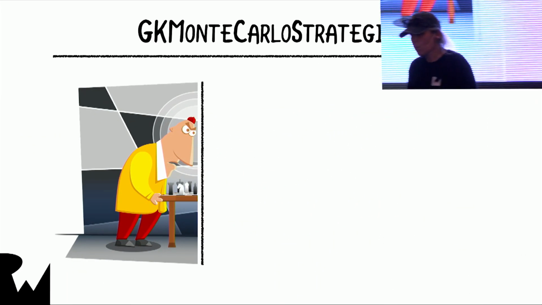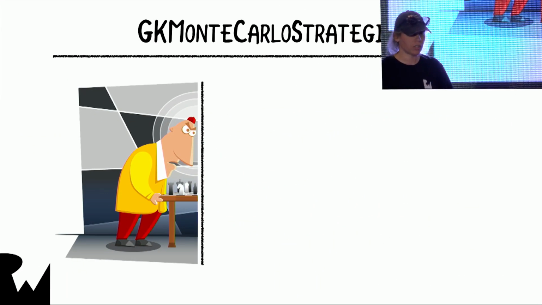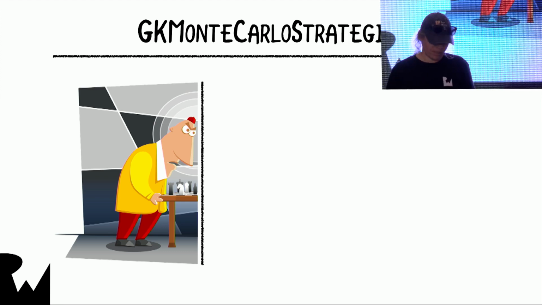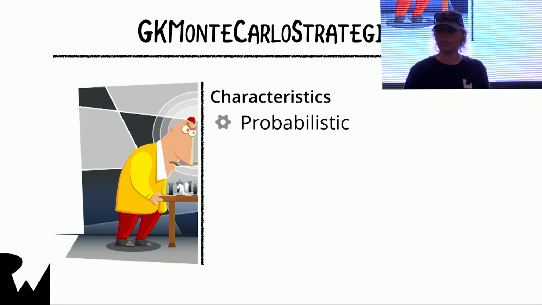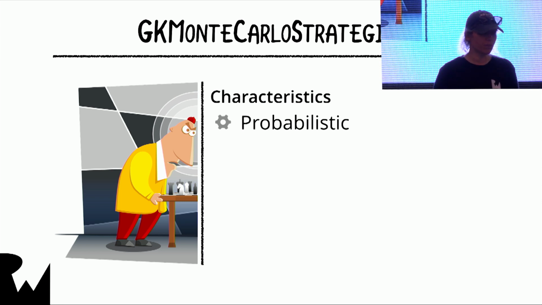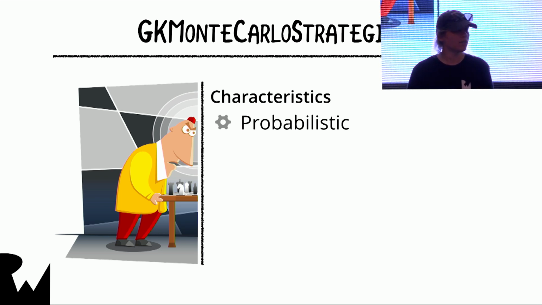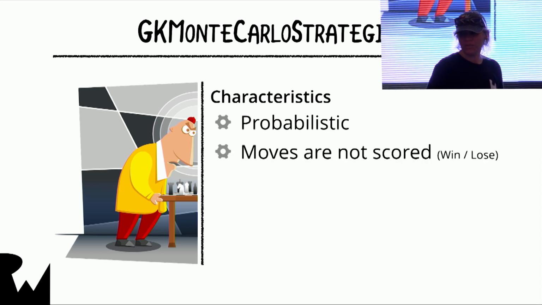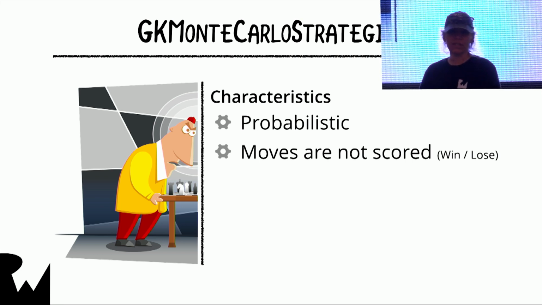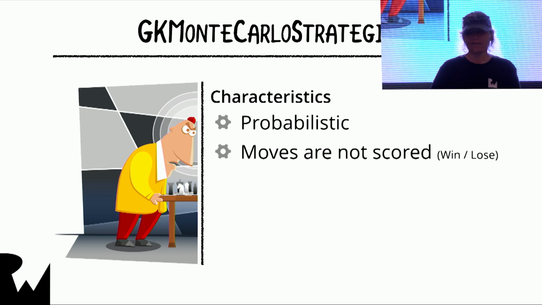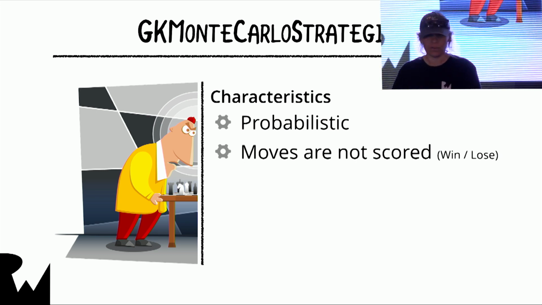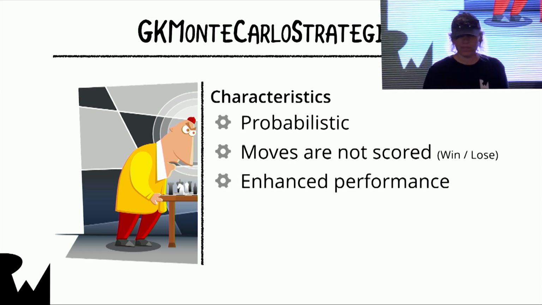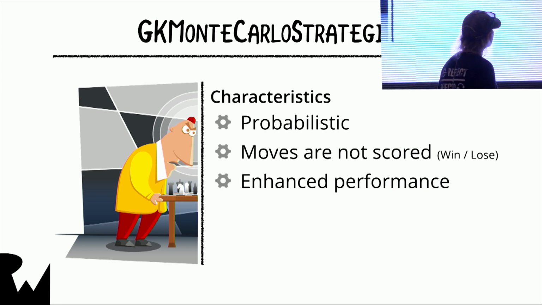How do you know? Well, the GKMonteCarloStrategist, which is the one we're not using for this particular demo, is probabilistic. I'll have you know I looked that up on Google to learn how to pronounce it, because I didn't know how to, probabilistic. Now I just like to say it. So the moves are not scored. When it's figuring out what moves to make, it doesn't care. It's either win or lose. Then we've got enhanced performance on this.